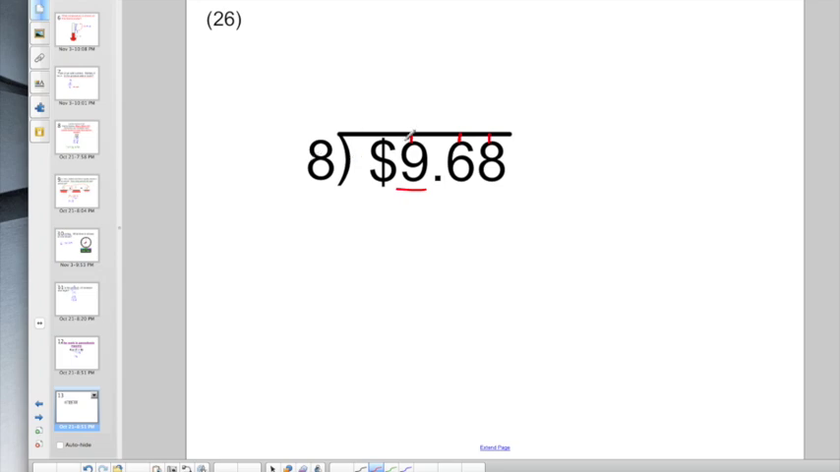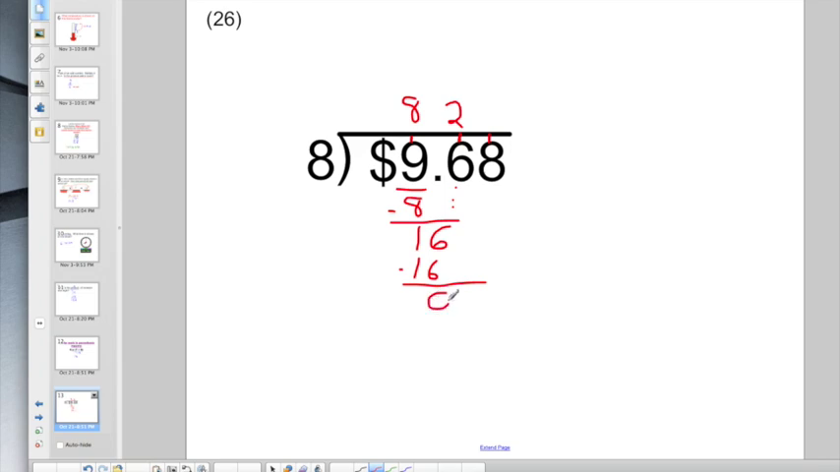8 times what is going to get me close to 9? Yeah, that's got to give me 8. I'm going to go ahead and multiply that guy back. 9 minus 8 is 1. I'm going to bring down my next number, and I'm going to park it right next to the subtraction answer. I am back at step 1 now, second time through. 8 times what gets me close to 16? My second digit goes right above the 6. Multiply it back. 2 times 8 is 16. Hey, that's got to subtract for a 0.